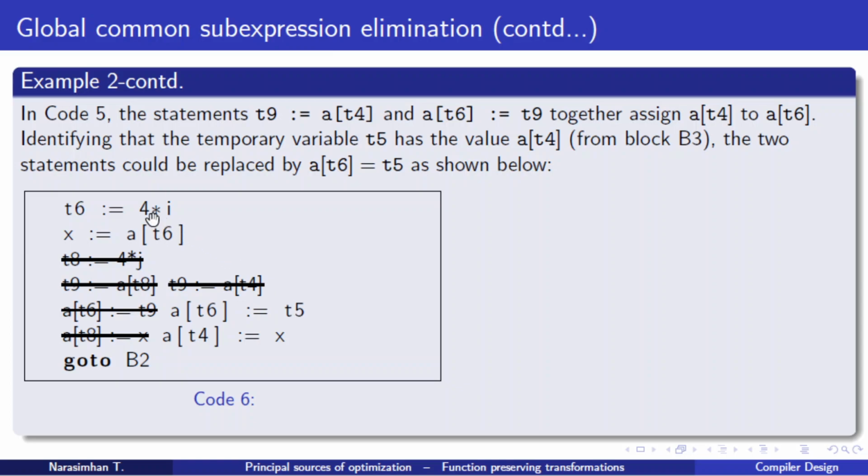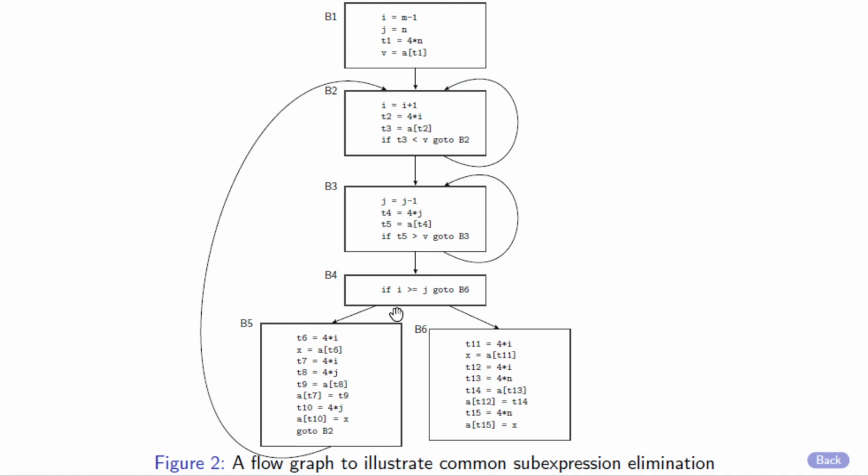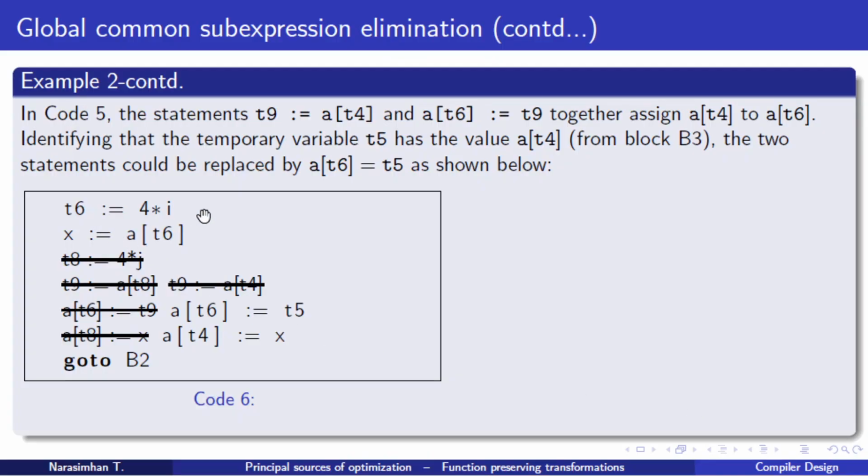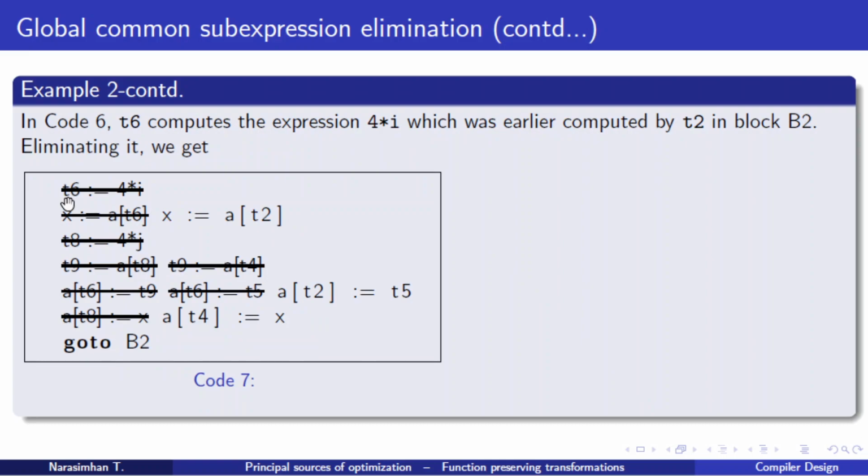There is one more expression, 4 star I. Let us see if that is also a common sub-expression. Let me take you to the flow graph. In block 2 you find that 4 star I is already computed by the variable T2. So you can replace T6 with T2. So remove T6 and use T2 in its place. This statement will be written as X equal to A of T2 and this will become A of T2 equal to T5.